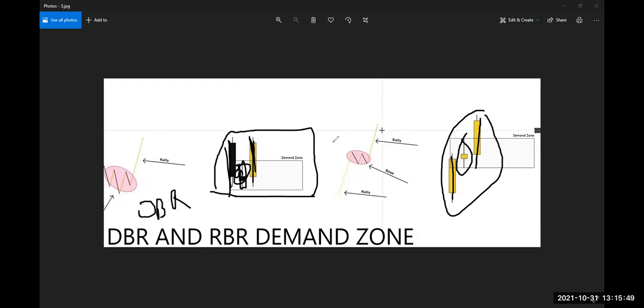Anytime you see this type of pattern printing at a demand zone in the market, just be confident to take the trade.